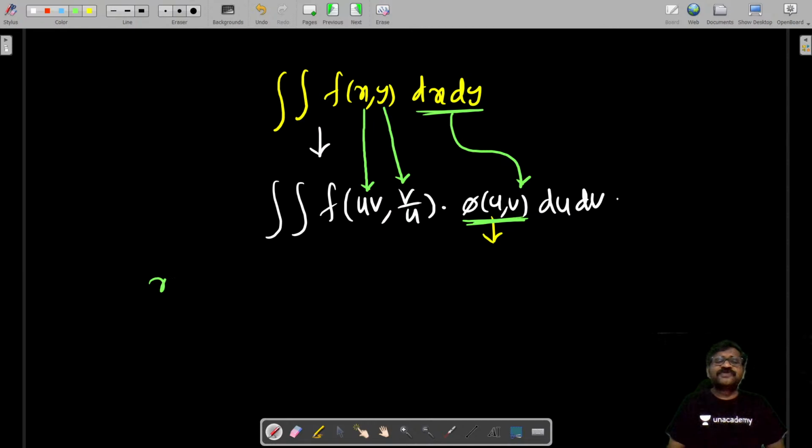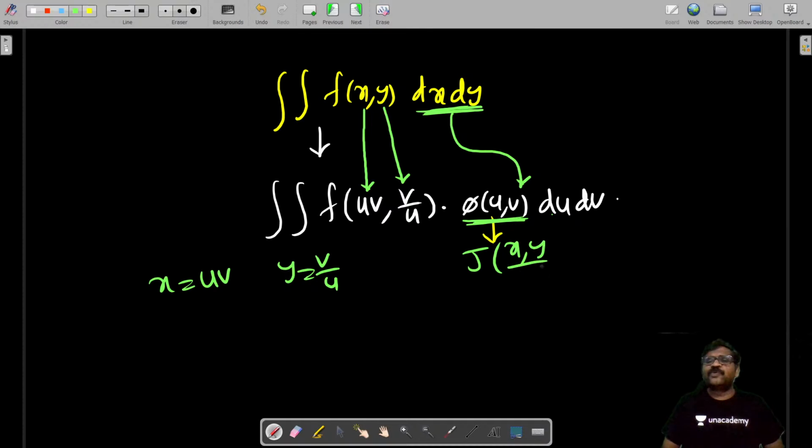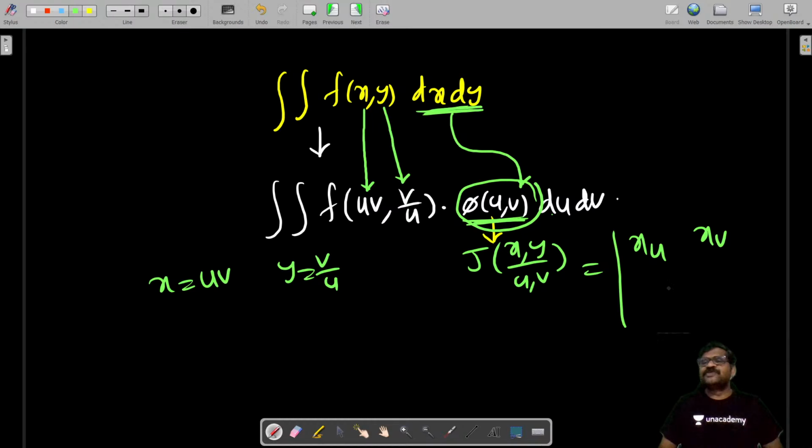Whenever you change variables from x equal to uv, y equal to v by u, dx dy will be equal to phi of uv du dv, meaning Jacobian of x and y with respect to u and v. That is phi of uv. Now, Jacobian of x and y with respect to u and v we have to calculate: x with respect to u, x with respect to v, y with respect to u, and y with respect to v.